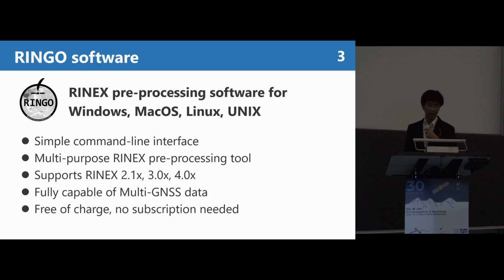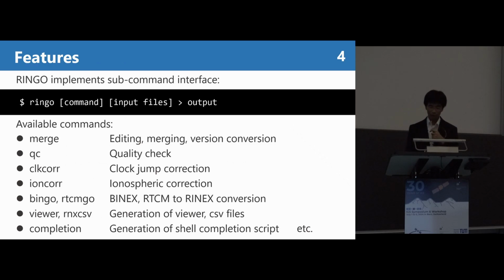The developed software is RINGO, which means apple in Japanese. RINGO software supports multiple platforms: Windows, macOS, Linux, and Unix. RINEX 2, 3, and 4 are supported, and it is fully capable of processing multi-GNSS data. And RINGO is very fast. RINGO is written in Go language and compiled for each platform. Now RINGO is available free of charge on the GSI website.